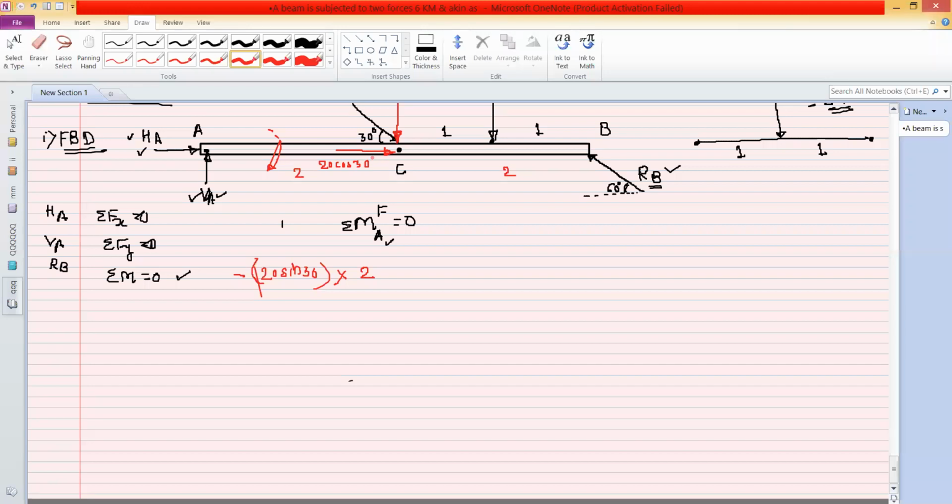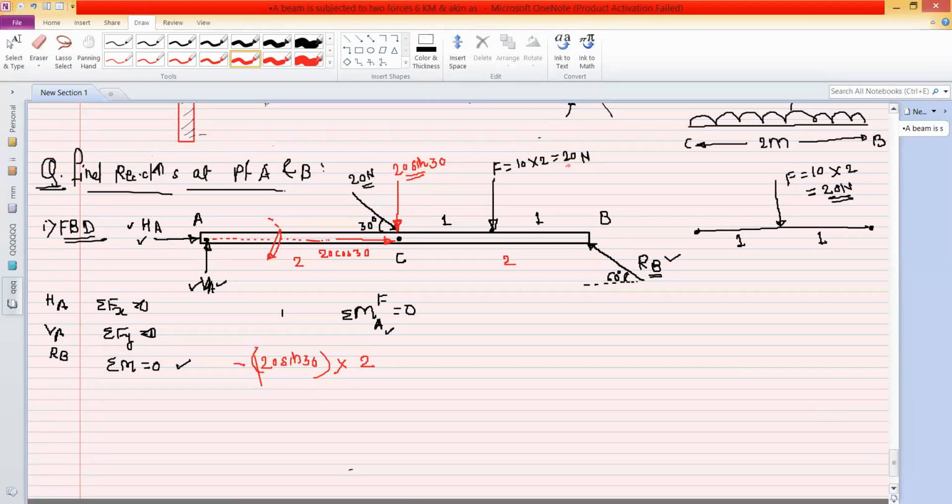Then moment by 20 cos 30 about the point A will be 0 because the line of action of this 20 cos 30 is passing through point A and therefore there is no perpendicular distance. So moment is 0. Next is the point load because of the UDL, that is equal to 20 Newton. For this 20 Newton, the perpendicular distance is 2 plus 1, so it is 3 meter. So moment will be 20 into 3. And again the direction of the moment is clockwise, so it is minus 20 into 3.